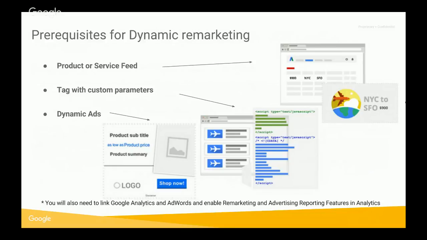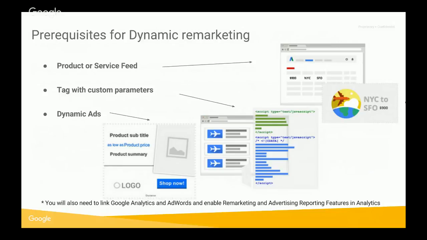So these details are pulled then from the so-called feed into your dynamic ads. And you'll upload your feed to the business data section of your shared library, but Haris will speak about this in more detail. Okay, so secondly, what's really important, and is a prerequisite in order to enable dynamic remarketing, is tagging your website with so-called custom parameters.